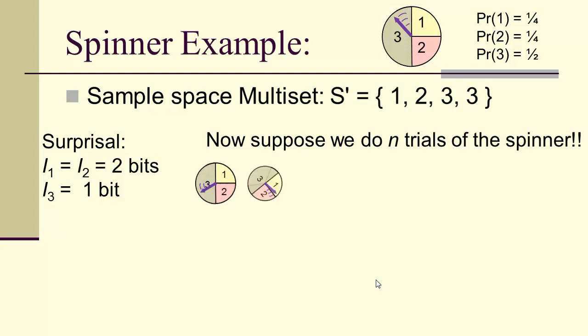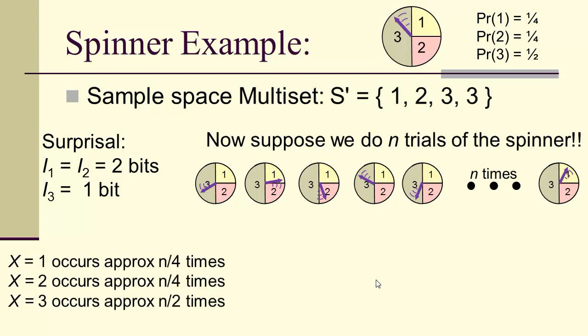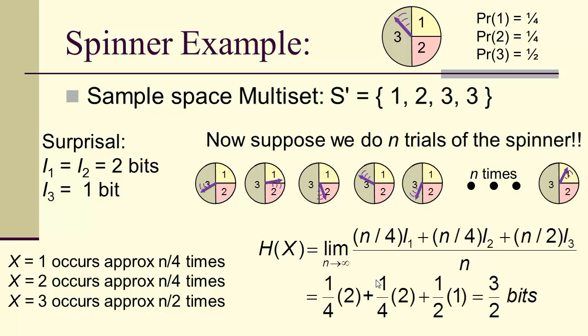Now if we did n trials of the spinner, then we're going to get 1's occurring about n over 4 times, and 2's occurring about n over 4 times, but 3 is occurring half the time. We get the entropy by just taking the frequency weighted average of these informations, and we get a fourth times 2, plus a fourth times 2, plus a half times 1, and that's 3/2 bits. So the average information from this spinner is 3/2 bits.